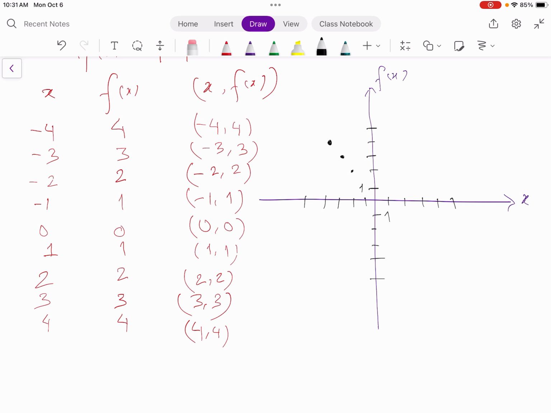(-1, 1), that is 1. (0, 0) is here. (1, 1) is here. (2, 2) is here. (3, 3) is here. (4, 4) is here. And if we have an absolute value function, our graph looks like a V. So for every absolute value function, our graph always looks like a V. A quadratic function is a U, okay? Parabola. Absolute value function is V.